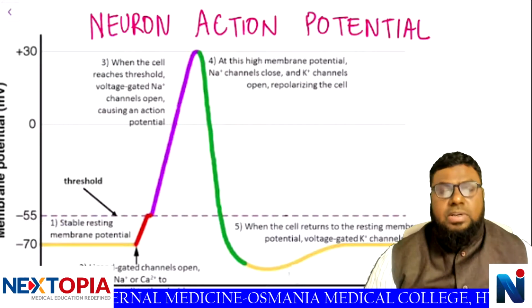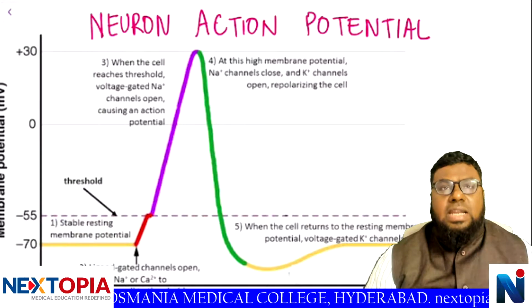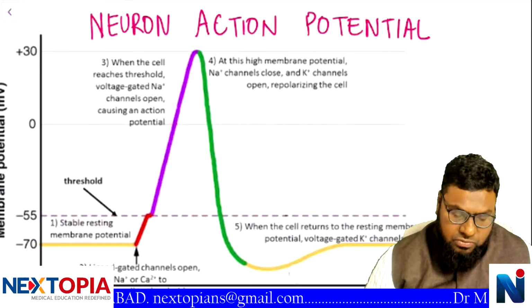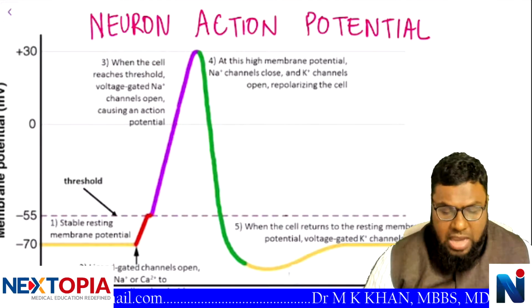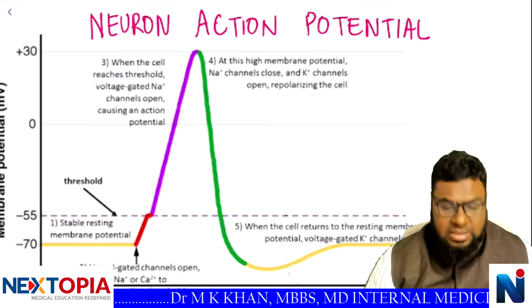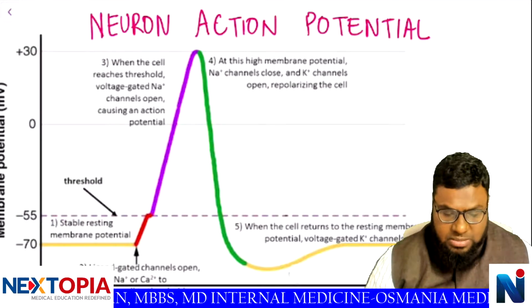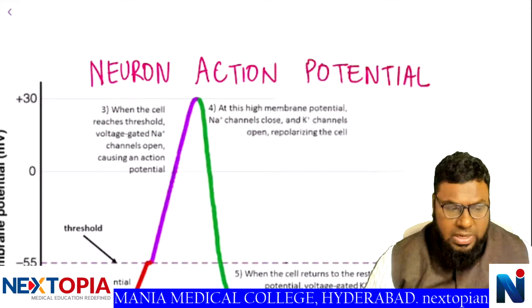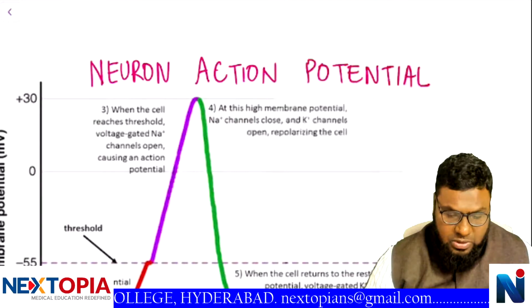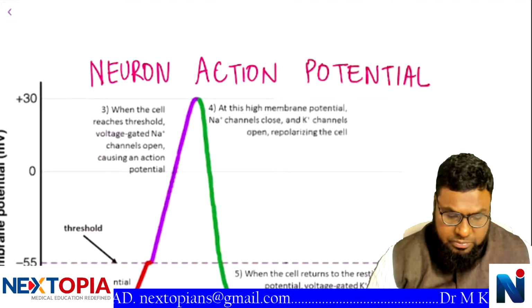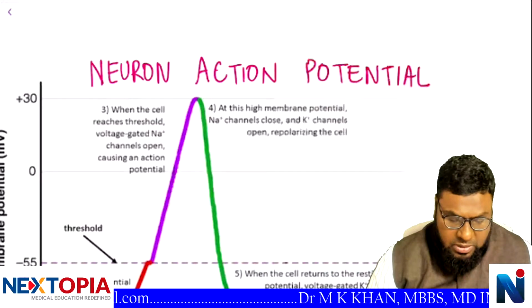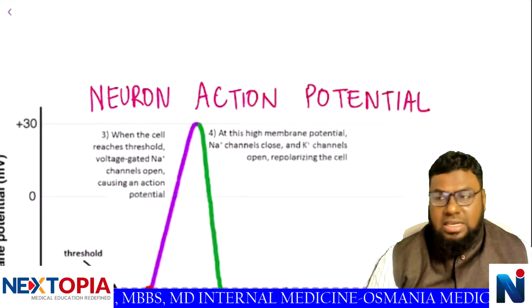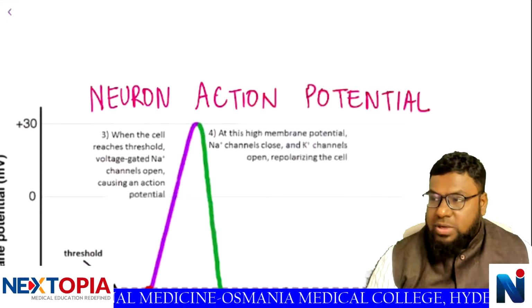Action potential is defined as rapid depolarization followed by repolarization. I already told you in my last class that a cell is polarized from inside. If you look at this diagram, you'll understand what our action potential is. There is what is called the resting membrane potential, which we already discussed in the last class.